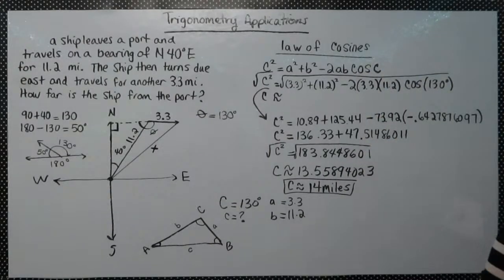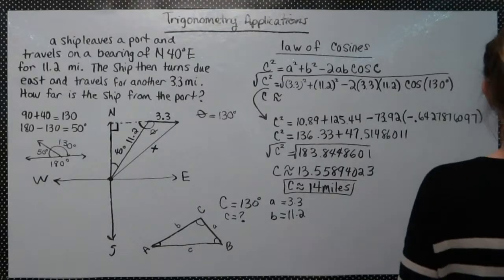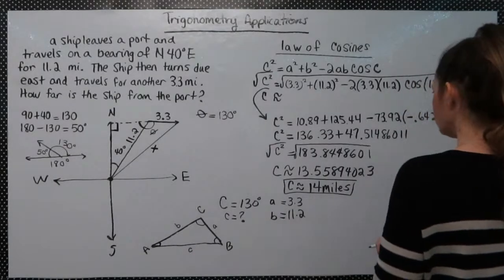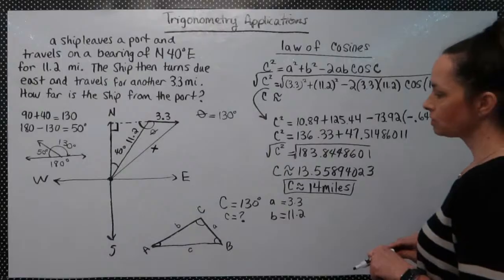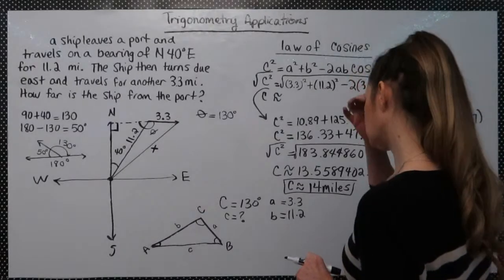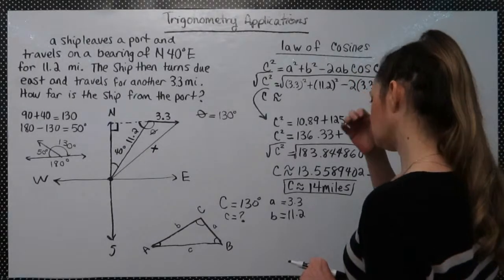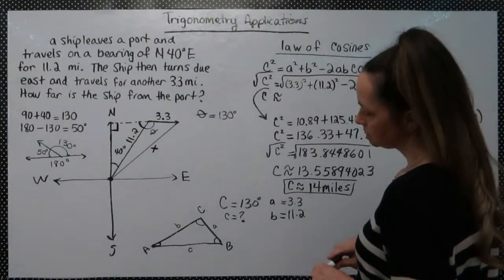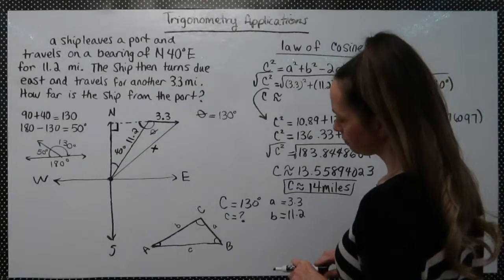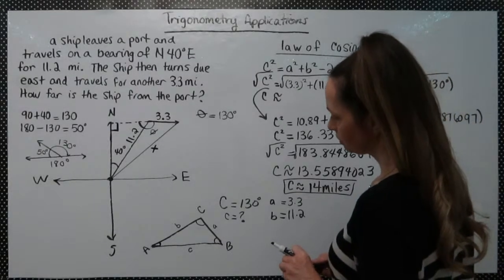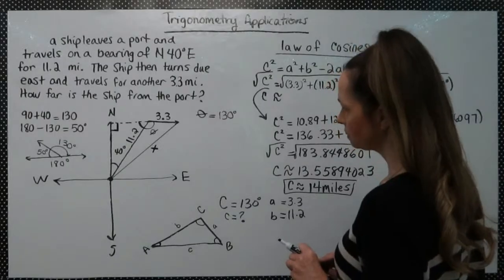Okay. Again, you could have used the law of sines to solve this problem. However, with the law of sines, since you don't have a relationship between the angle known and the one you're looking for, you might have to do it twice.